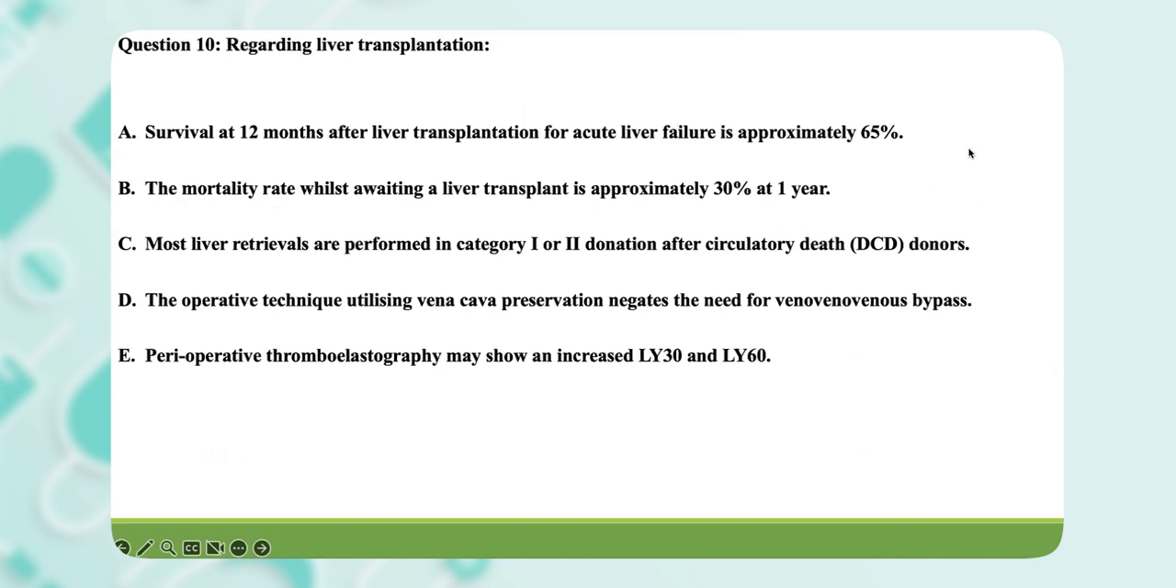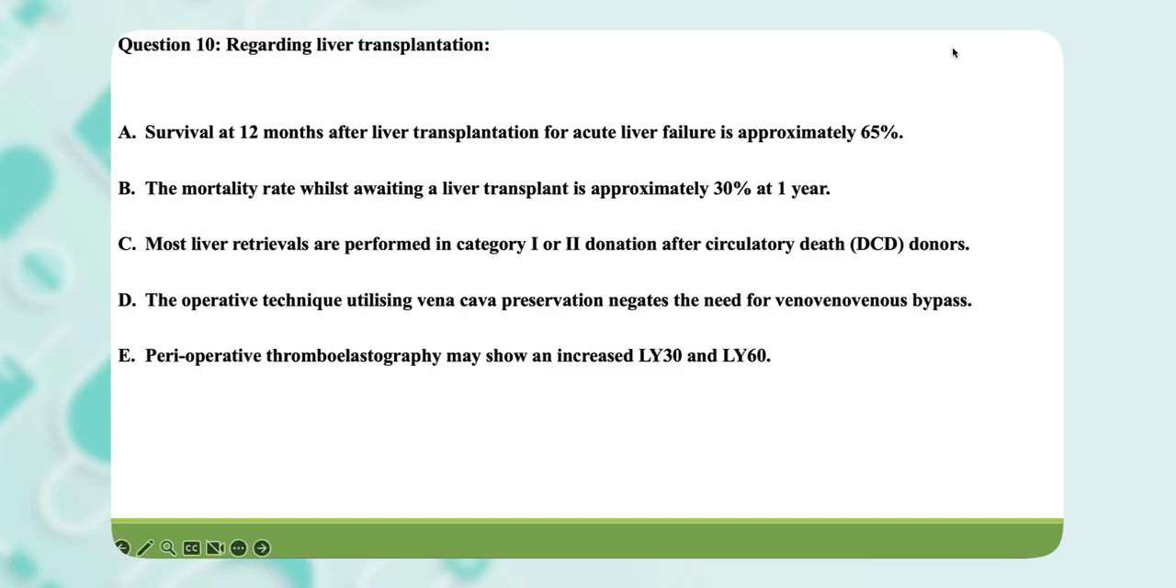Regarding liver transplant, survival at 12 months after liver transplant for acute liver failure is approximately 65%. The mortality rate for those waiting for liver transplant is approximately 30% in the first year. Most liver retrievals are performed in category 1 to 2 donation after circulatory death donors. The operative technique of utilization of vena cava preservation negates the need for veno-venous bypass.